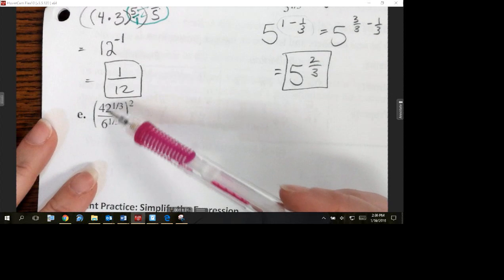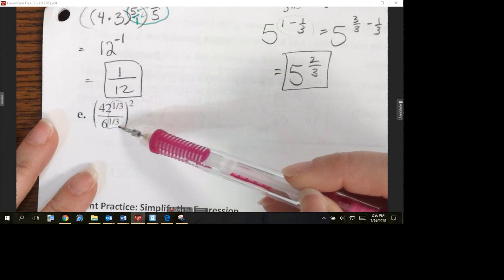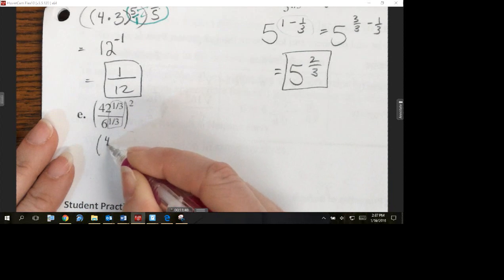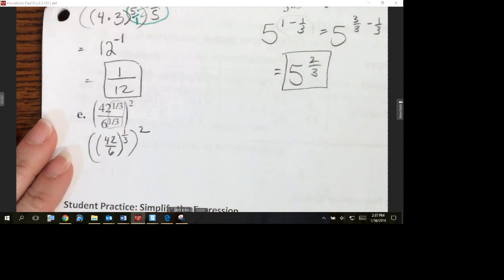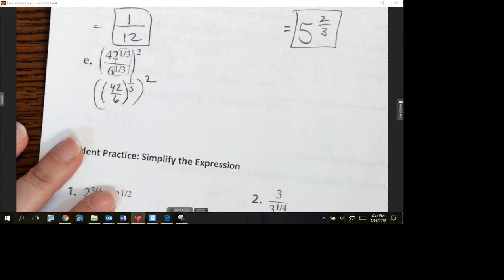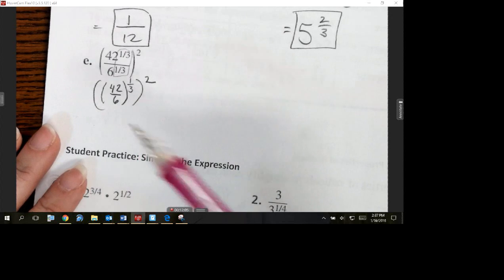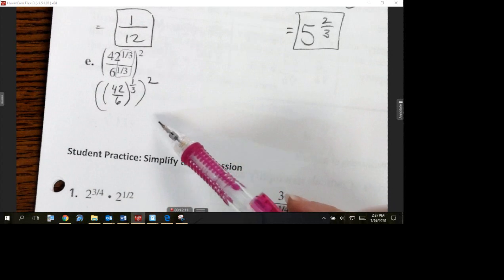Okay, the next one. Do I have like bases? No, so I can't just divide them, but the exponents on the top and the bottom are the same. So what I'm going to do is pull that exponent out. I'm going to write 42 divided by 6 to the 1/3, and then that whole thing squared. So I pulled out the 1/3 from the top and the bottom. And that's the power of a quotient property. Not that you care. You don't have to know the names of it. Just trying to sound smart. You know what I'm saying?